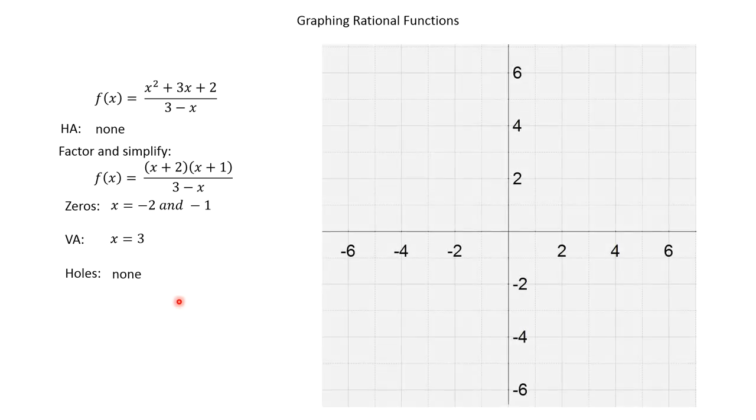So to graph this, we're going to start out with a graph. This one is appropriately sized for the values that we have, but we'll actually find out that the graph itself is going to be much, much bigger than this. Anyway, so we have this. We can graph our asymptotes and our zeros. We'll start with the zeros. We have x equals negative 2 and x equals negative 1. So we get our points there. We don't have a horizontal asymptote, but we do have a vertical asymptote at x equals 3, right there.